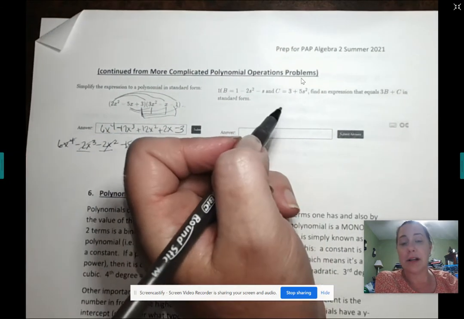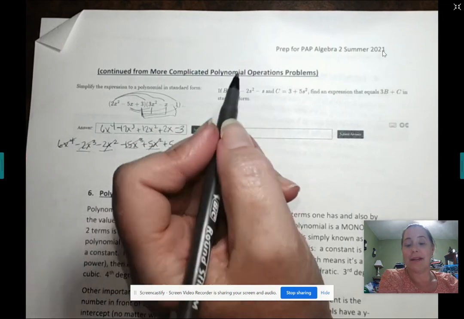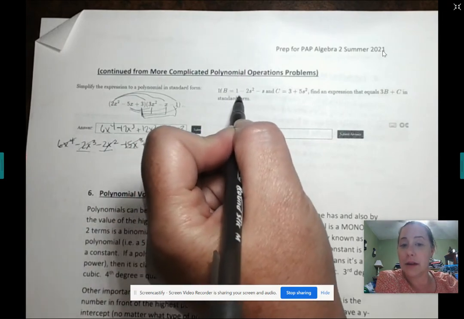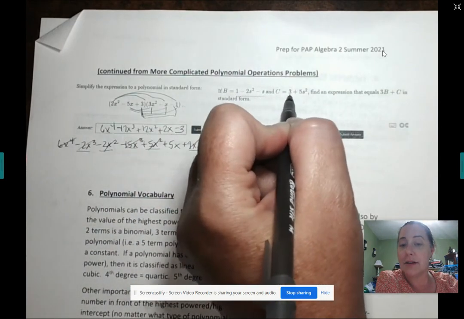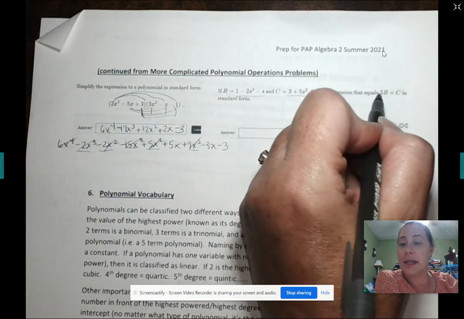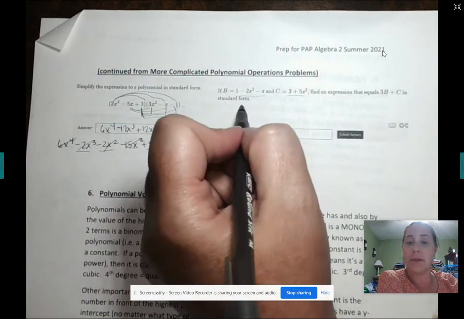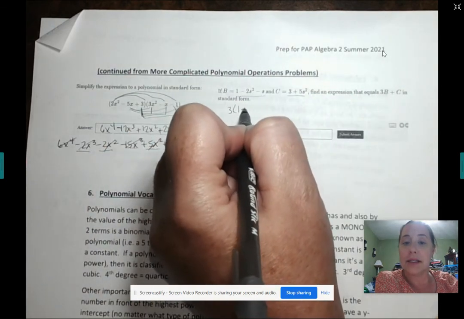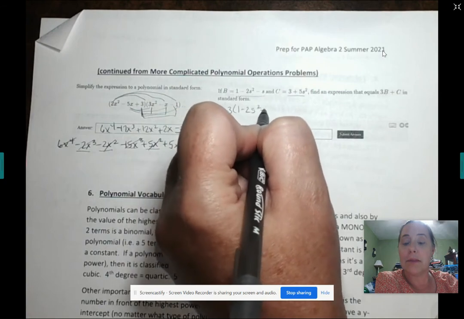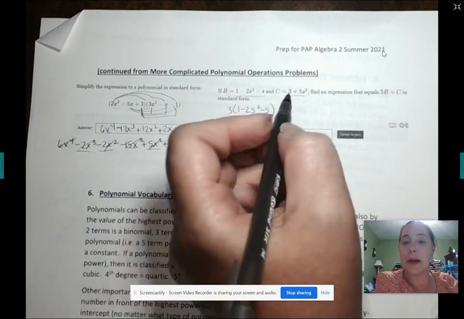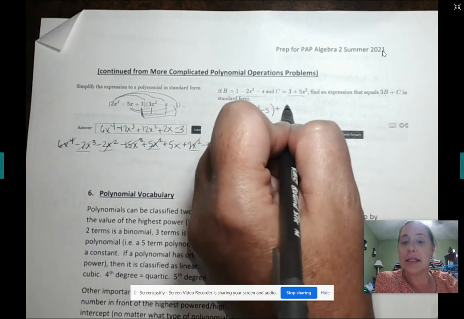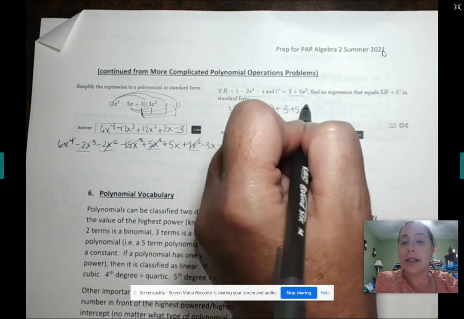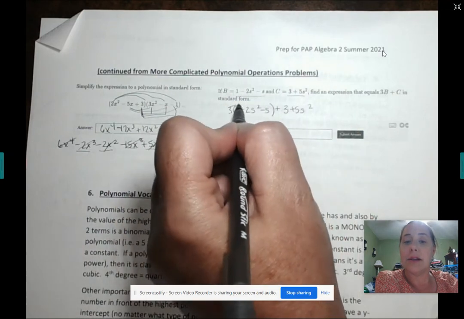And then this is one where it's not hard. You just have to think about it. They're telling you use this for the letter B and use this for the letter C, and find what 3 times b plus c is. So 3 times what they told me to substitute in for b, those are s's by the way, plus the c value, which is this. And so all you did was substitute in.